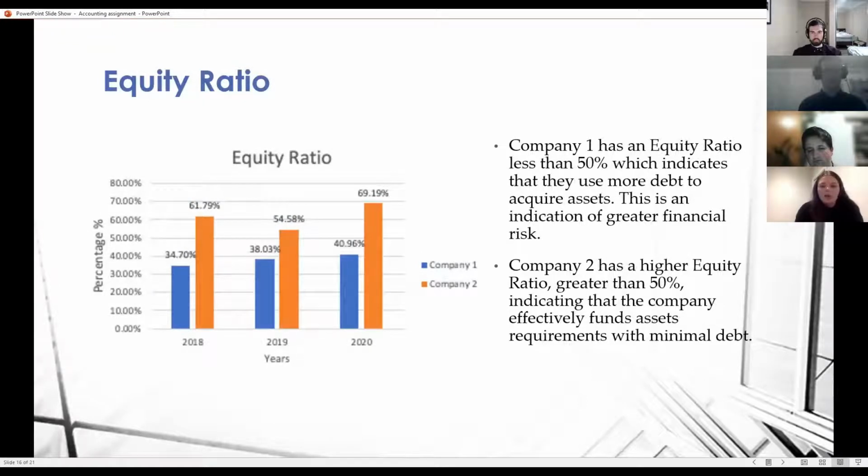Now onto our equity ratio, which is an indication of how many dollars exist in equity per dollar of assets. Company one has an equity ratio less than 50%, which indicates that they use more debt to acquire assets. This is an indication of greater financial risk. Company two, however, has a higher equity ratio, greater than 50%, indicating that the company effectively funds assets with minimal debt.